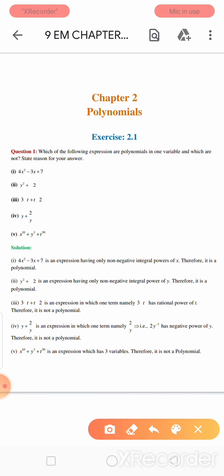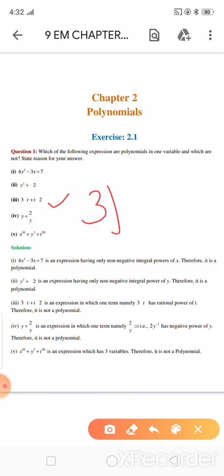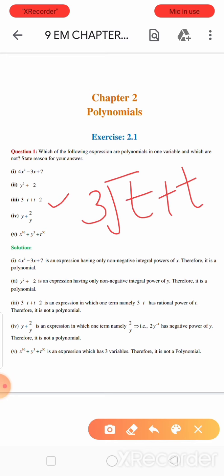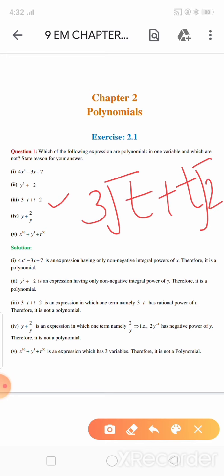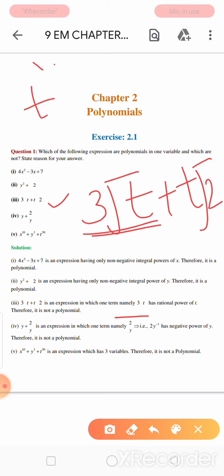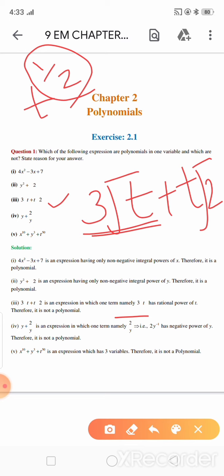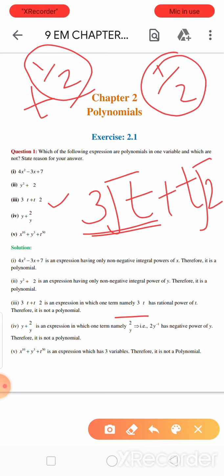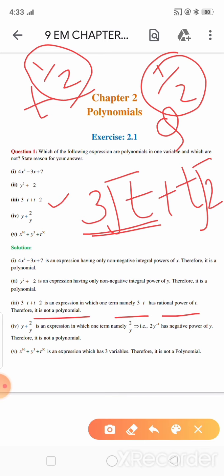Question number 3. The expression is 3 root t plus t root 2. Here is an expression in which one term is 3 root t. 3 root t means t raised to power 1 upon 2. The power of t is 1 upon 2, which is a rational number and not a whole number. So the power of t is a rational number, therefore it is not a polynomial.